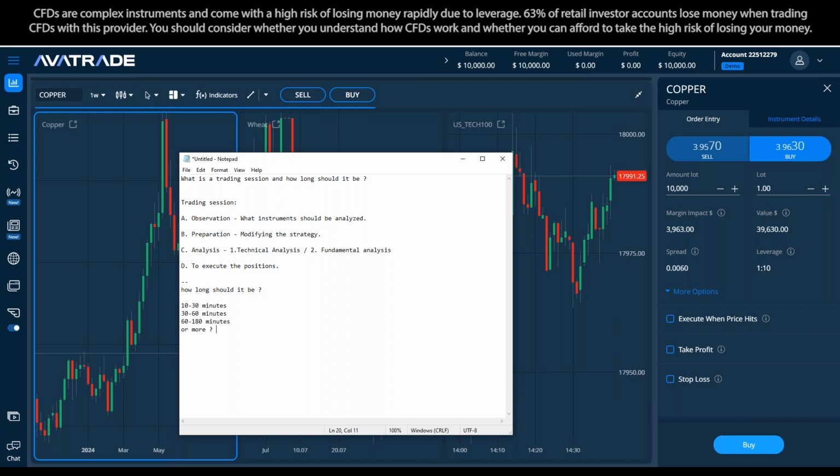What do you think, guys? What from those options seems more reasonable as the time length of your trading session? How long will you be sitting next to the computer and practically do those things?